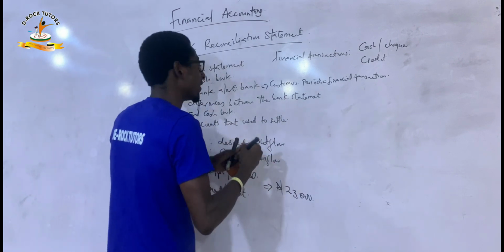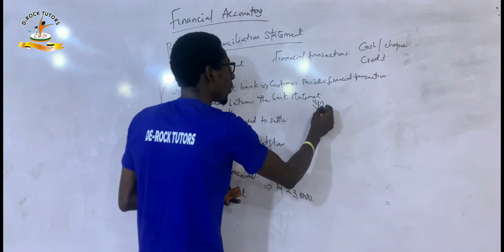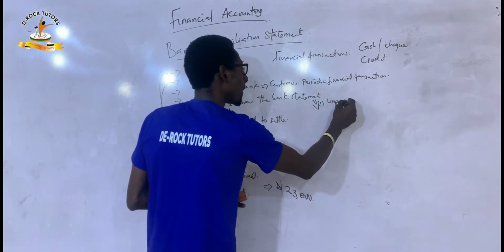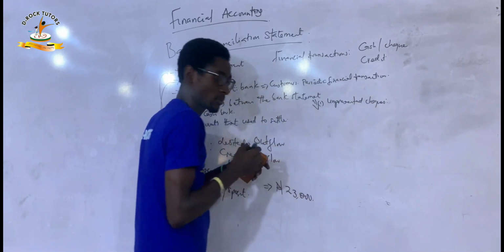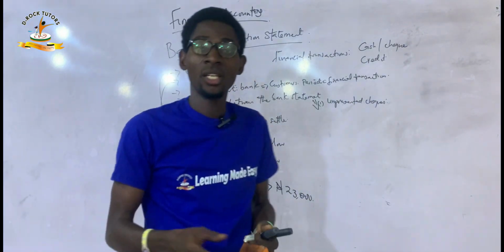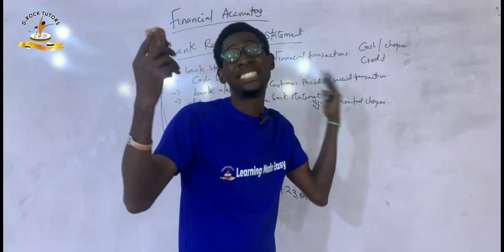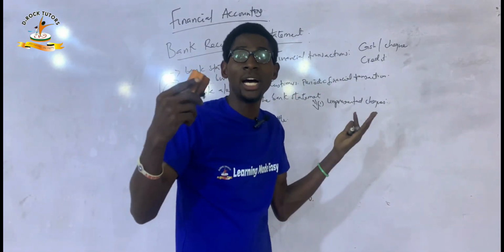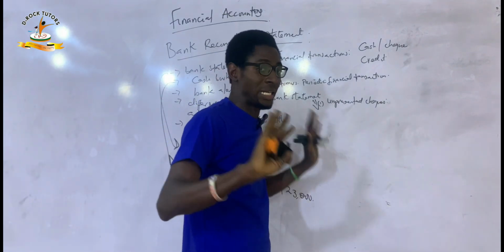Now for the differences, I believe you can see me. The first one is what we call unpresented checks. A check has been defined as an unconditional or conditional written order by an account holder to the bank for payment to be made. Now, that's what a check is.